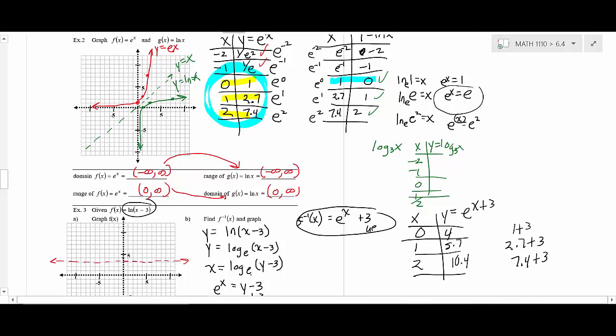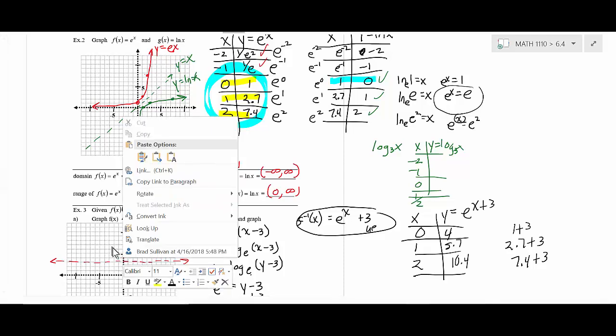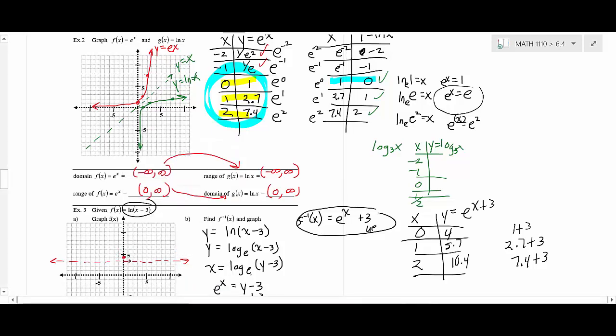So you'll end up having a point 0, 4. Then you'll have a point 1 and 5.7 approximately. And then you'll have a point over 2 and up a little bit above 10. If you do that, that right there would be the graph of y equals e to the x plus 3.